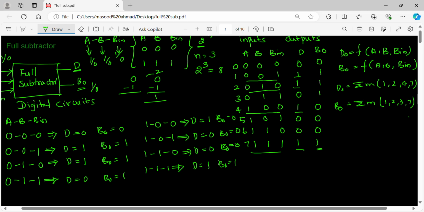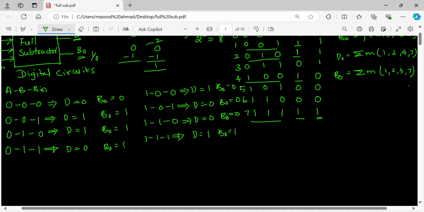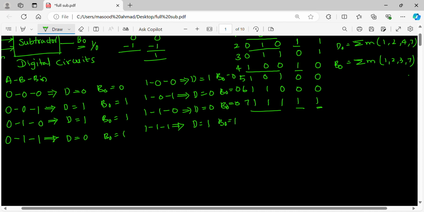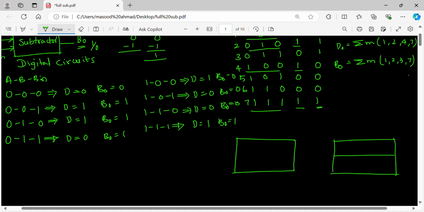So what can I do now? I can use the K-maps. I try to use two K-maps and solve it. So let me use a 3 variable K-map here, another 3 variable K-map. One K-map is for one output, another K-map is for another output. So the number of K-maps required depends on the number of outputs. We have two outputs, so two K-maps. This is a K-map for, let's say, D0, so we will get the expression for D0. The K-map for B0 will give the expression for B0.